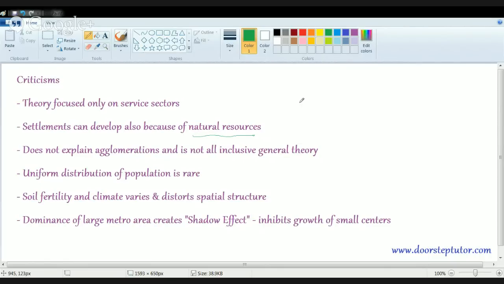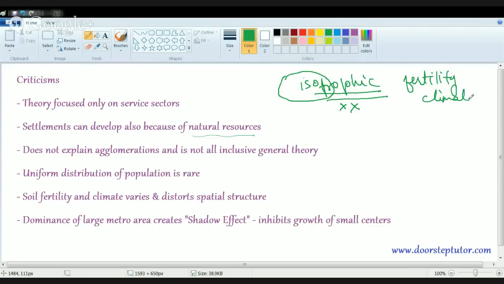The criticism also focused on the fact that we cannot say there is an isotropic plain area, which is not reality. Also, uniform distribution of population is not possible. The fertility of the soil and the climate of the region change very frequently. As a result, the spatial structure can be distorted, and we cannot maintain all these uniformly. So the assumptions became the major criticisms of Christaller's theory.